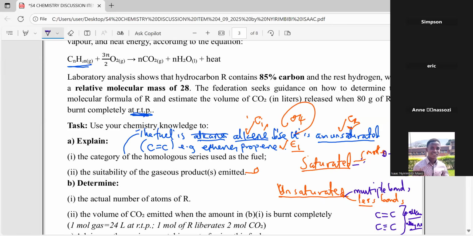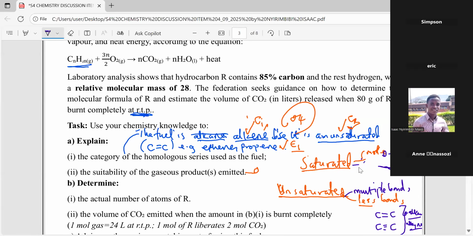But where we find that all bonds are utilized, that's where we have those substances categorized as saturated. So in saturated is where we find the alkanes. But in unsaturated is where we find the alkenes and the alkynes. Hope it is very clear to each one of us.